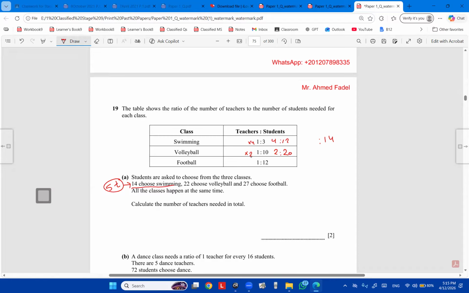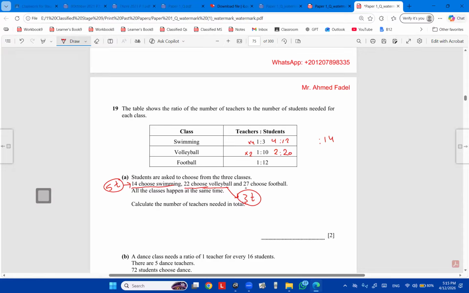One teacher must be there for a maximum of 10 students. So what does that mean? It means I need two teachers for 20 students. For more than 20 students, I'm going to need a third teacher. So here I need three teachers for the volleyball.